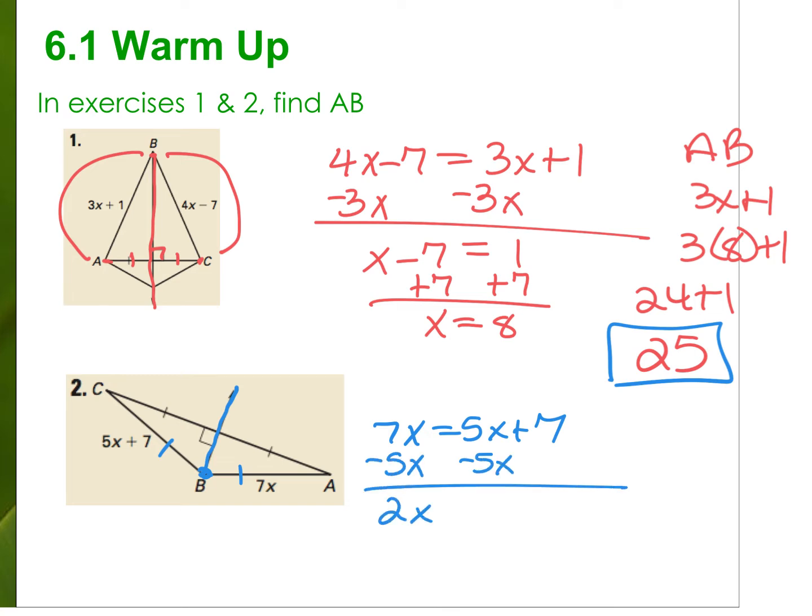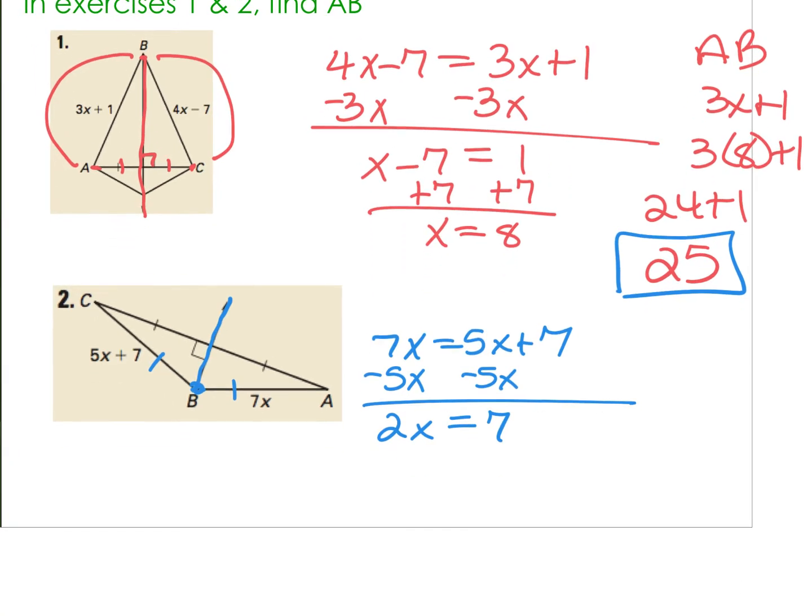And 2x equals 7. Divide by 2, and x equals 7 over 2. So you can actually keep it 7 over 2 and work with it as a fraction. You could also make it a mixed number or a decimal. However, we're not done yet because it asks to find AB, not x.